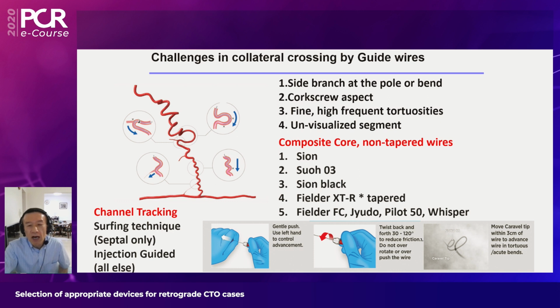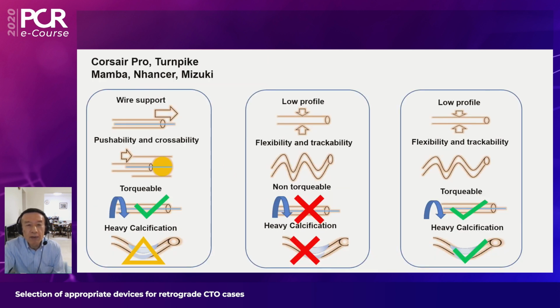How to handle the guide wire if we prefer to use a torque device: probably not big rotation. And keep in mind that the guide wire itself provides very weak support. So it is better to advance a microcatheter close to the tip of the guide wire inside the collateral. When you choose the microcatheter, I can summarize the characteristics: wire support, pushability, crossability, torquability, or the behavior in heavy calcification. If you focus on those four or five characteristics, probably you can reasonably pick one of the best.